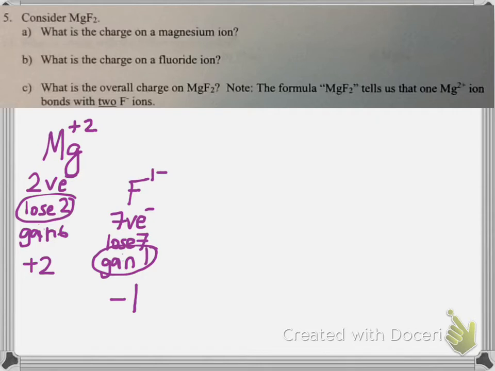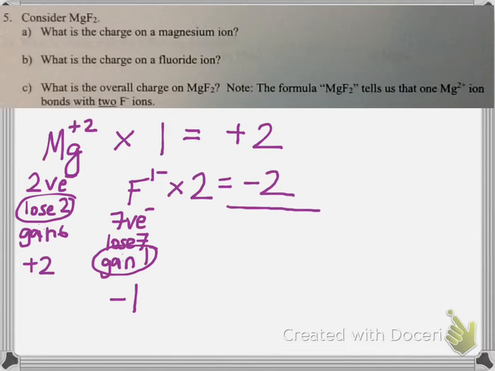What is the overall charge on magnesium fluoride? Note the formula magnesium fluoride tells us that 1 magnesium ion bonds with 2 fluoride ions. So magnesium ion times 1 gives me a total charge of +2. But I'm going to have 2 of these fluorides according to the formula, which gives me a charge of -2. So the overall charge is 0. It's neutral again.